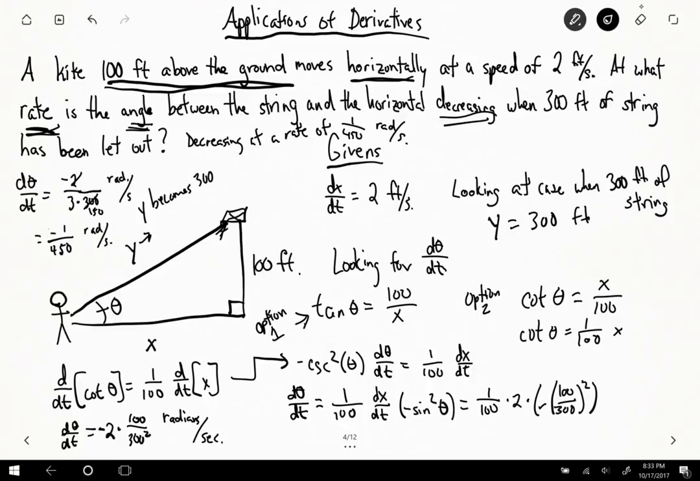Okay, hopefully that makes sense. Related rates, I know word problems can freak some people out. Don't let it. All we did is set up a diagram and then work with it and see what variables we had to work with.